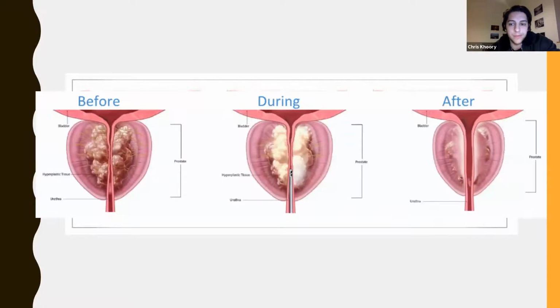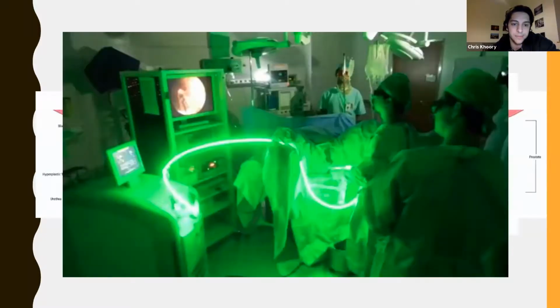This is called Rezum, and this uses steam vapor to shrink the prostate instead of the diathermy used in a TURP. And you can also have something called the green light laser. Again, this is quite a specialized treatment, and it uses laser therapy to clear the prostatic tissue. And you can also use prostatic artery embolization. But those are the newer treatments that I wouldn't worry about too much. As long as you know TURP and the medical management, you should do fine.